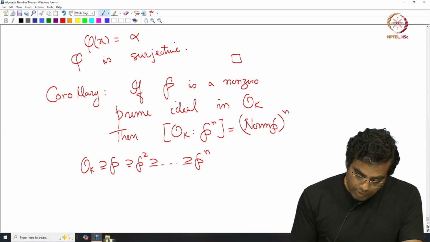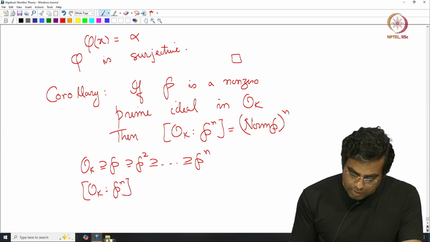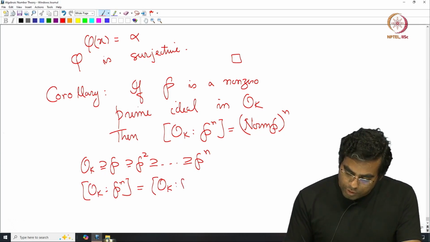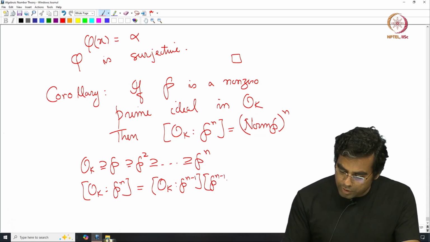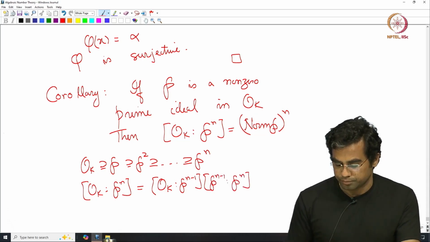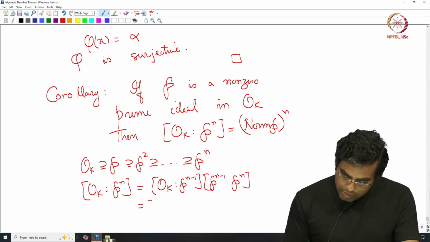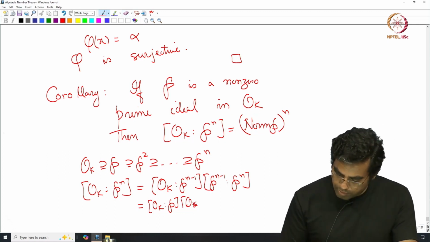And so, what you have is that the index of P^n in O_K is the same as the index of P^(n-1) in O_K multiplied by the index of P^n in P^(n-1), and we can keep going. So, what we get is O_K, P and so on. So, let me write one more term here.